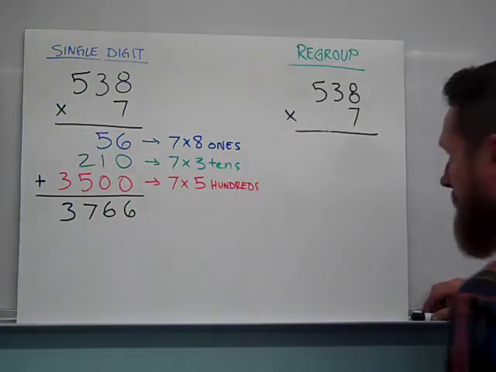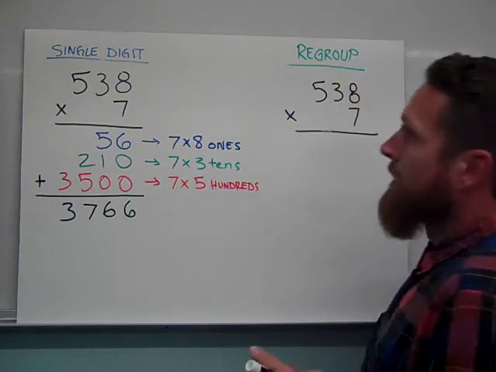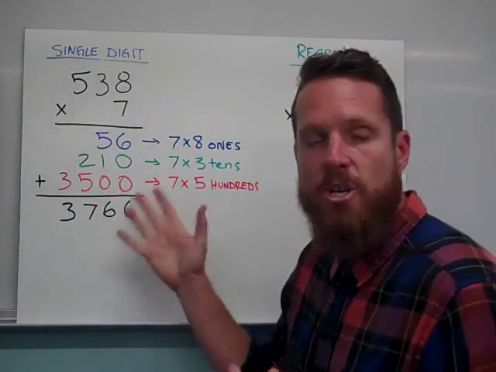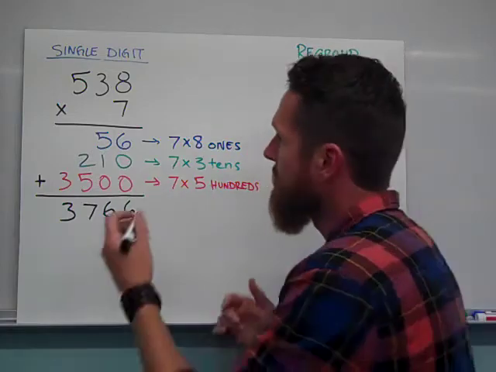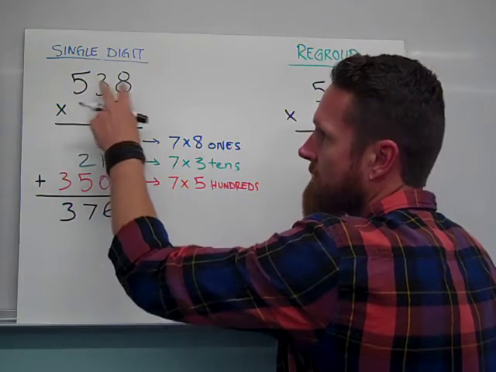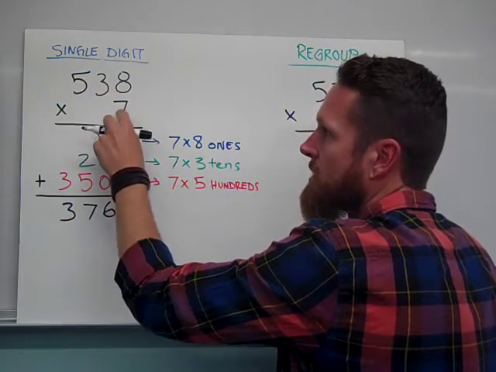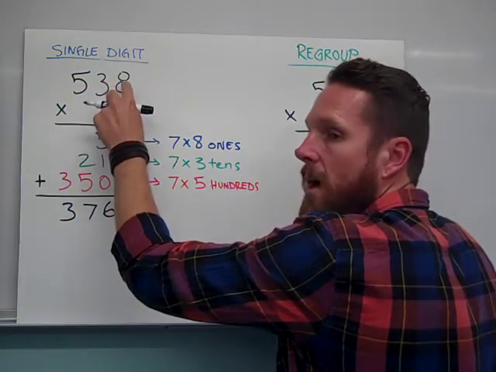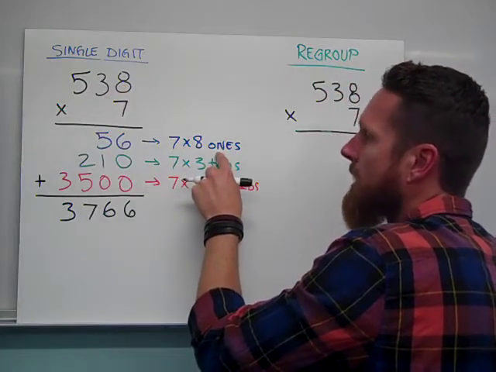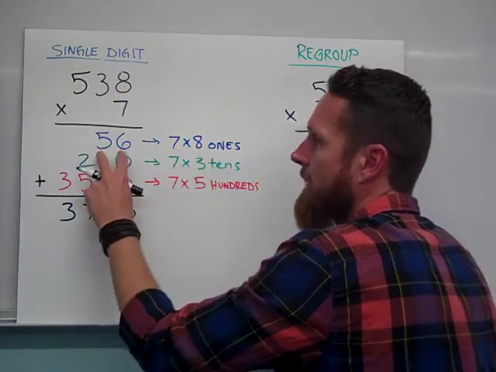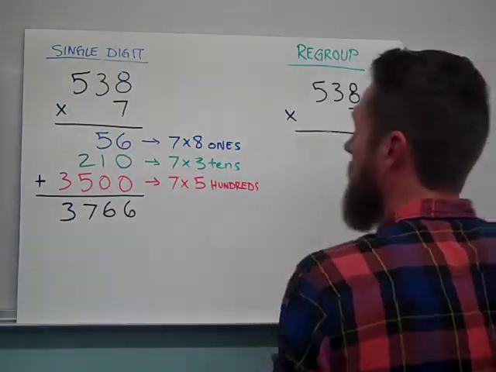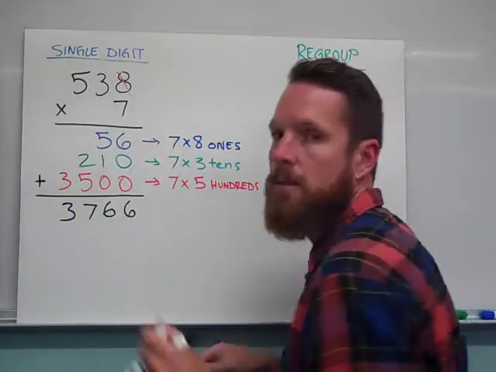So take a look here. We have the work already done, and it's going to show you how we multiply. So first off, you multiply the 7, because it's single digits, 538 multiplied by a single digit, 7 times the ones, and 8's in the ones. So it's 7 times 8 ones, and 7 times 8 equals 56. Okay, so we are done with the ones.